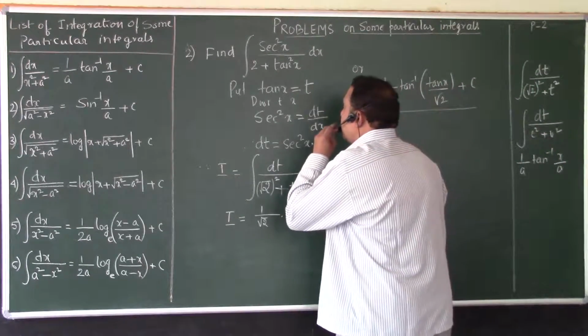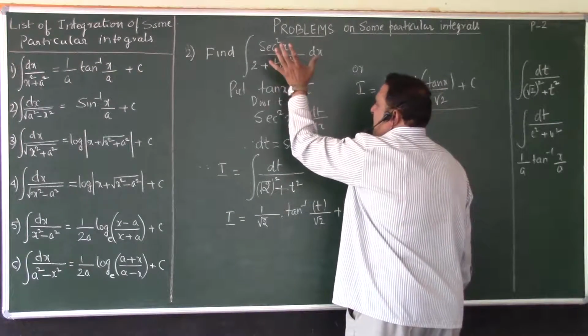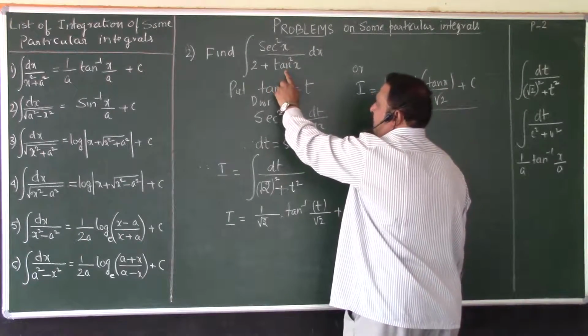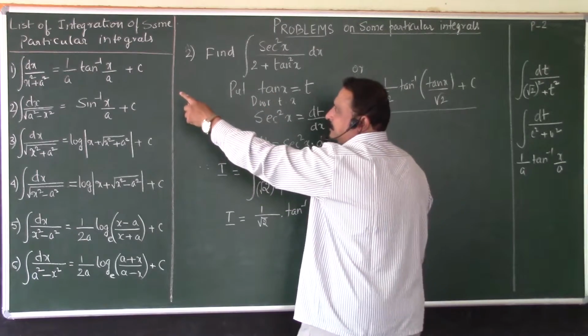So even though the numerator has some extra terms, we can always think of putting in some substitution, and then we can proceed by using the formula.